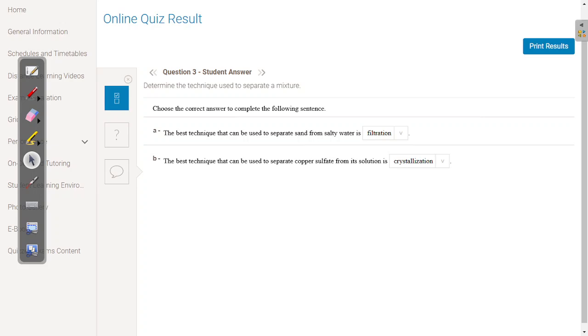The best technique that can be used to separate copper sulfate from its solution is what? Copper sulfate is just like salt or anything like that, an ionic compound like NaCl. You can separate it by crystallization because it dissolves. Most ionic compounds dissolve in water, so you can use crystallization for most of them.